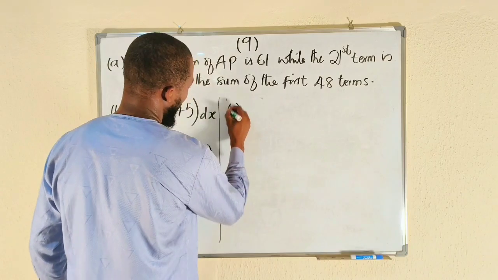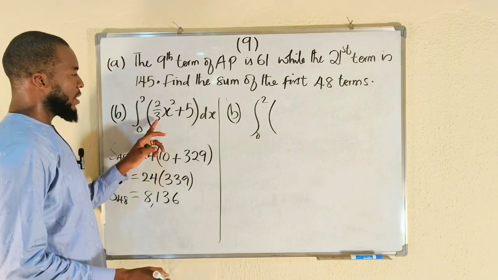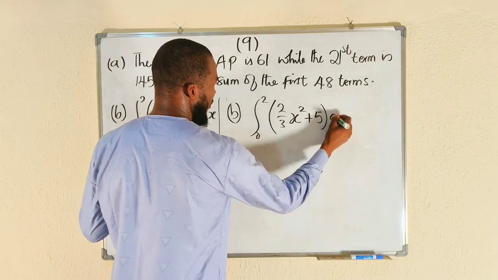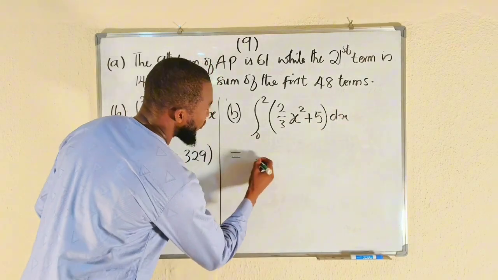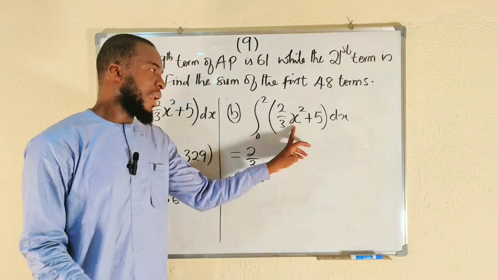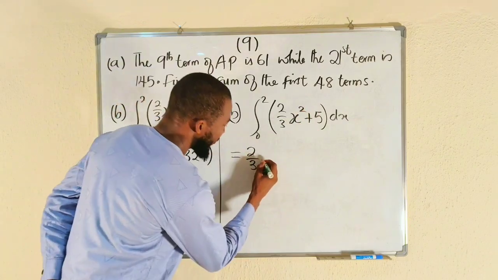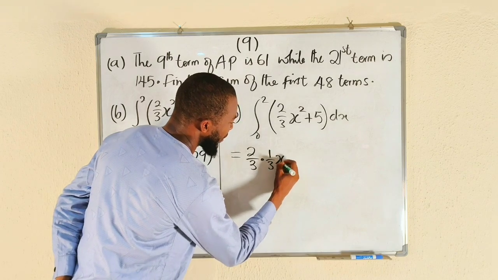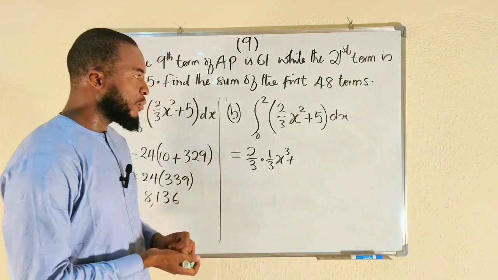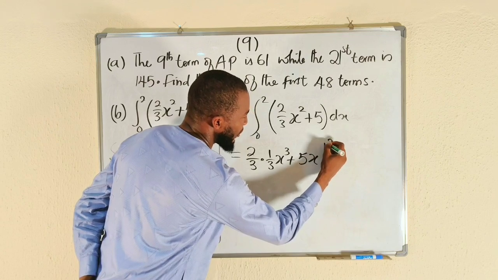For the B part, we are asked to evaluate the integral from 0 to 2 of the function 2 over 3 x squared plus 5 with respect to x. This is equal to, this is constant already, so we bring it down. Once you integrate x squared, you add 1 to the exponent. It is going to become 3, then you divide by 3. So this is simply 1 divided by 3 multiplied by x to the power of 3 plus, once you integrate a constant, just attach the variable x, so we have 5x. The limit of integration is from 0 to 2.